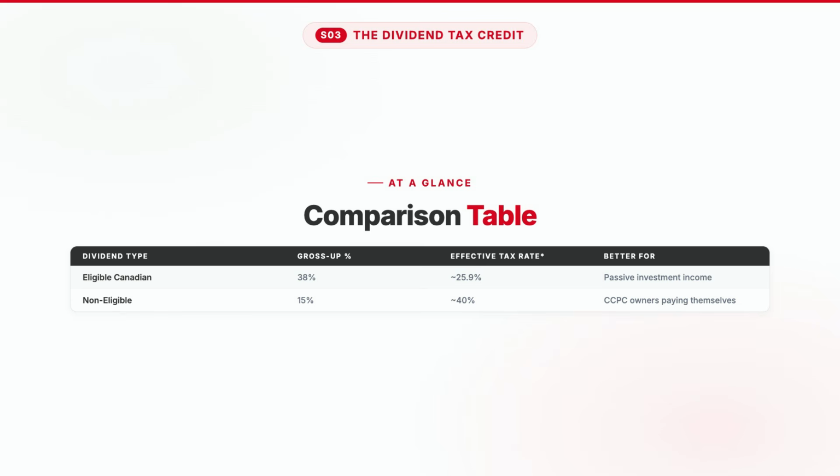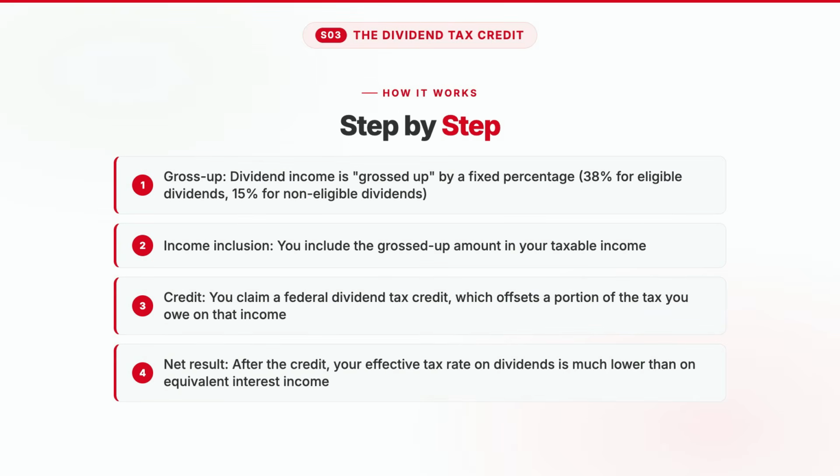Non-eligible dividends are grossed up by only 15% and receive a smaller credit, making them taxed more heavily, though still better than interest. Asterisk: effective rates shown are approximate for Ontario at $80,000 plus income and vary significantly by province and income level. Here's how it actually plays out.